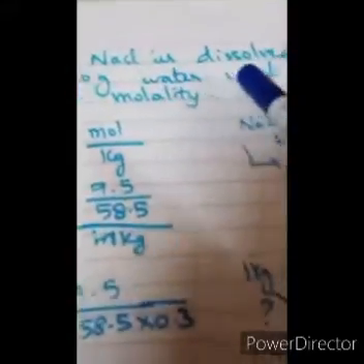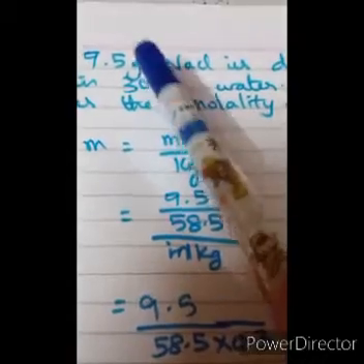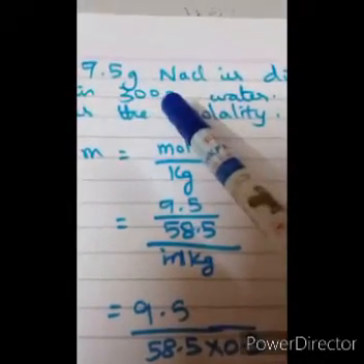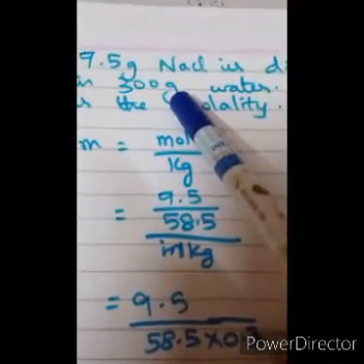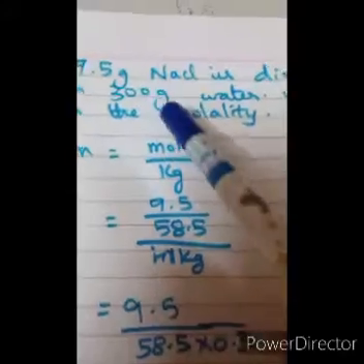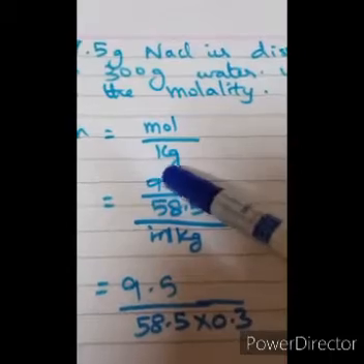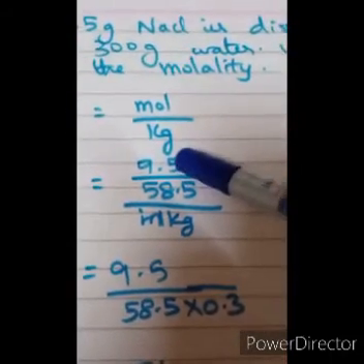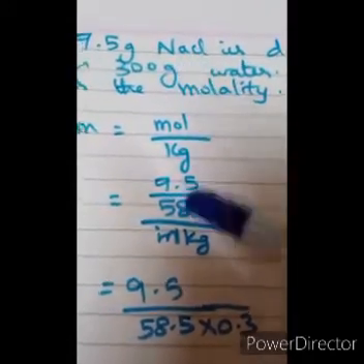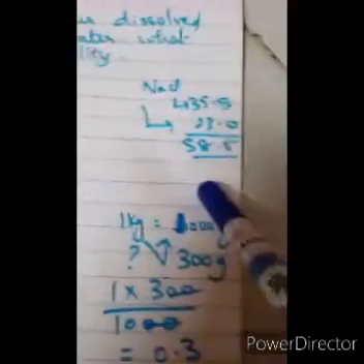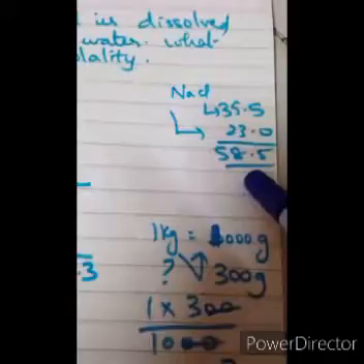9.5 grams sodium chloride is dissolved in 300 grams water. So the solute's weight is given in grams and solvent is also given in grams. We have to make this into moles and this should be made into kilograms. So small m is equal to mole by kg. So how do we calculate the moles? Weight by molecular weight. 9.5 is the weight of solute given. 58.5 is the molecular weight. Sodium chloride 35.5 and 23 amounts to 58.5.